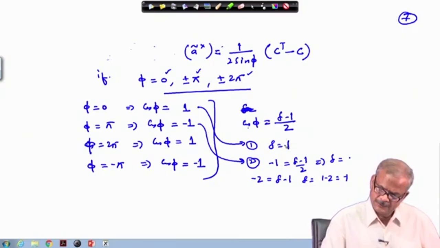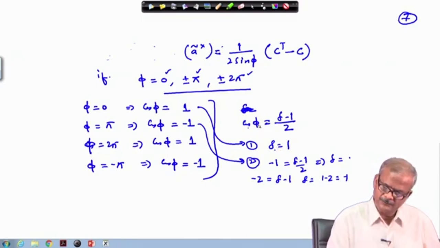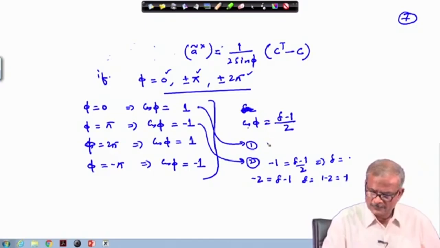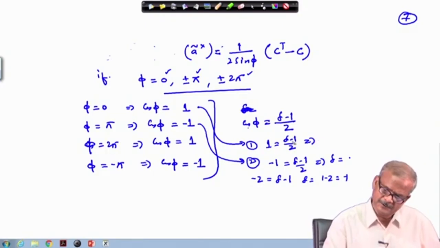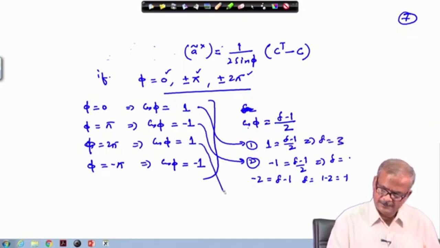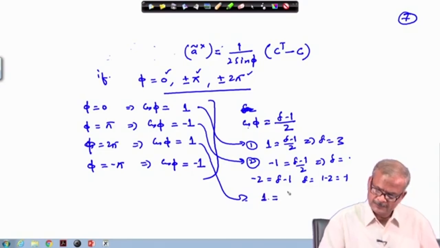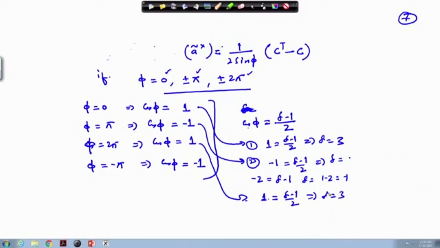We need to correct something here, as we have written it wrongly. For phi equal to 0, if we put cos phi equal to 1, then 1 equals (delta minus 1) divided by 2, and this implies delta equal to 3. Similarly, for the third one, 1 equals (delta minus 1) by 2, which implies delta equal to 3. And for the fourth one, cos phi is minus 1, so delta equal to minus 1. So, we are getting either the value of delta equal to minus 1 or 3 for all these values where sin phi is vanishing. Okay.